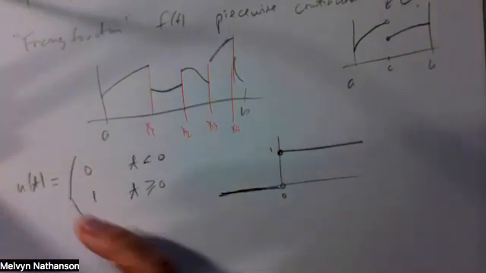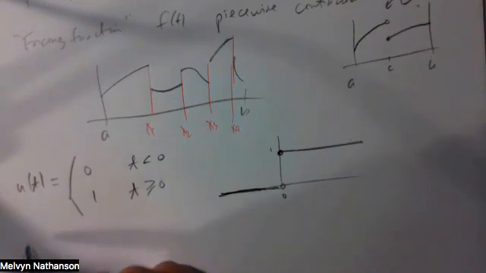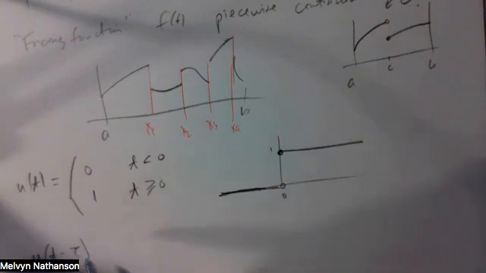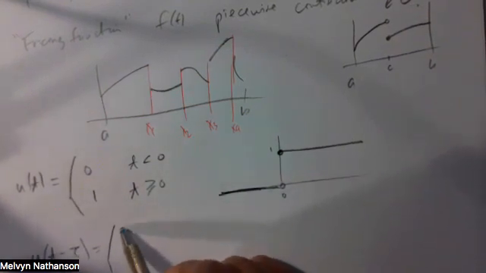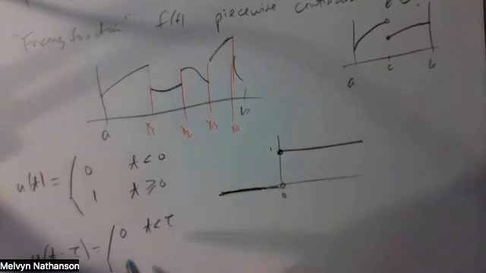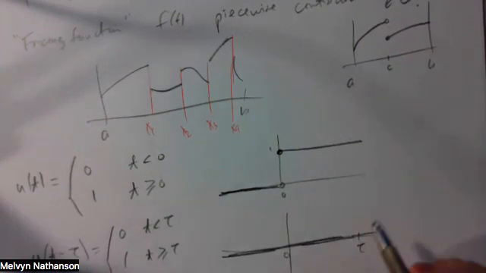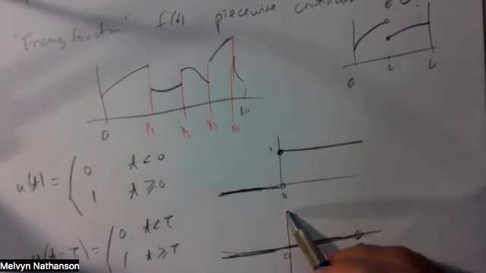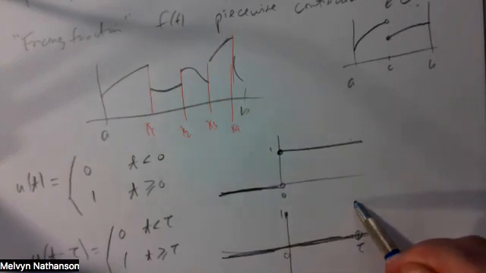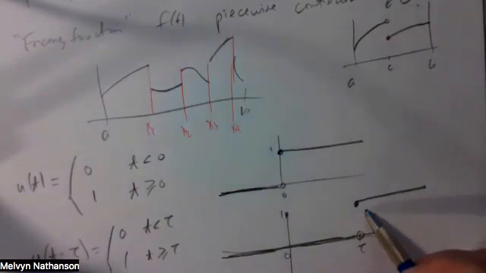And if you take a number tau and you translate this function by tau, so you look at u of t minus tau, tau is some fixed number. This is going to be 0 if t is less than tau, and 1 if t is greater than or equal to tau. So for this function, let's say here is tau, this function is 0 until you get to tau, and then it's 1 for t greater than or equal to tau.